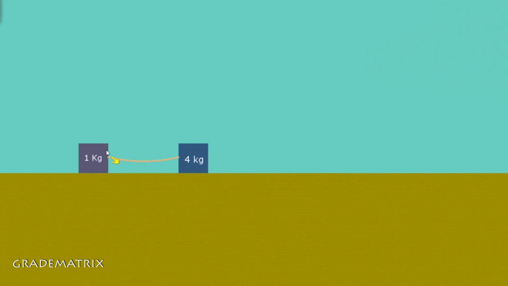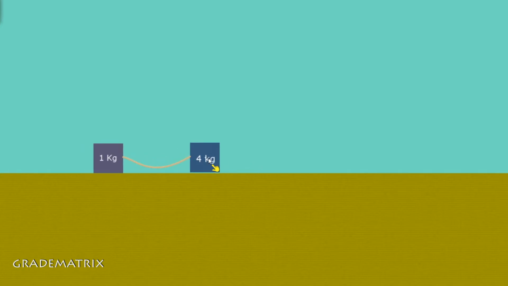Here we have a 4 kg block and a 1 kg block. Both are connected by a string. Now if I apply force on this 4 kg block in the rightward direction, the 4 kg block will start moving, and along with it, it will also drag the 1 kg block because of the string. This is possible because of the string.